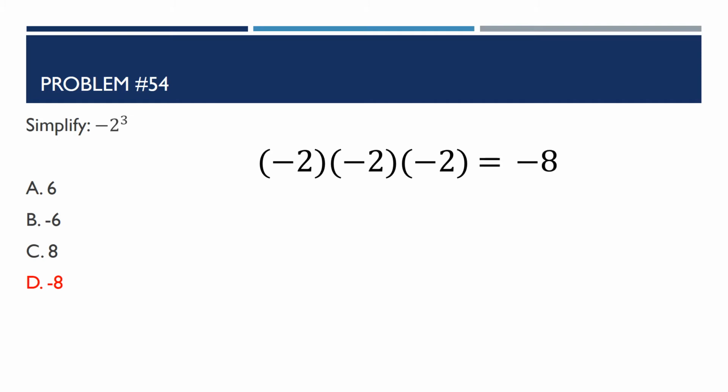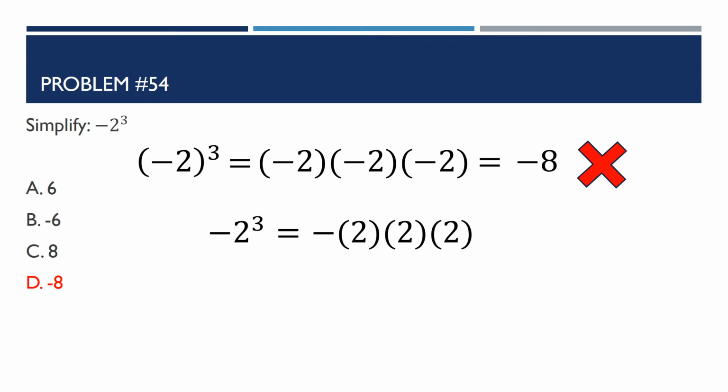Although it's negative 8, it's a wrong solution because this means the cube of negative 2, which is different from the given. The negative 2 cube means negative of 2 times 2 times 2, which is negative 8. So you have to be careful because the answer will be different if the exponent is an even number.